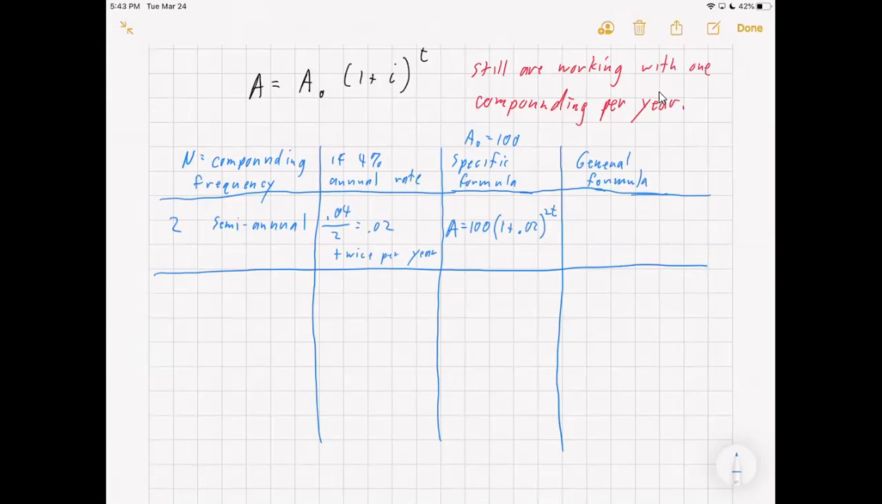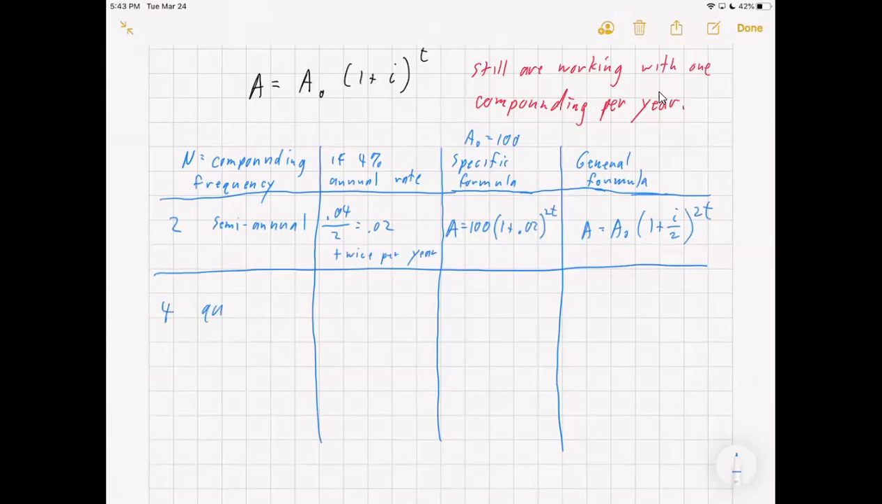We can see in general, this would have been A is equal to A naught times 1 plus i over 2 to the 2t. So we're going to cut the interest rate in half, but we're going to give it twice as often. It turns out you'll get a little bit more interest that way rather than doing it once per year. Okay, so the next example would be if n equals 4.